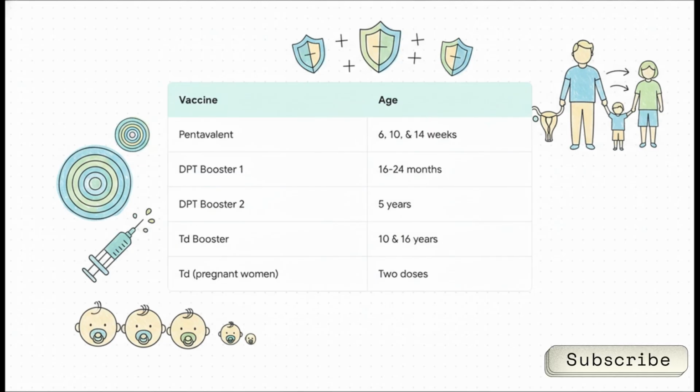The primary shots are given in infancy at 6, 10, and 14 weeks as part of the pentavalent vaccine. Then come the critical DPT boosters at 16 to 24 months and again at 5 years. And it doesn't stop there. Tdap boosters are given at 10 and 16 years to keep that immunity strong through the teen years.